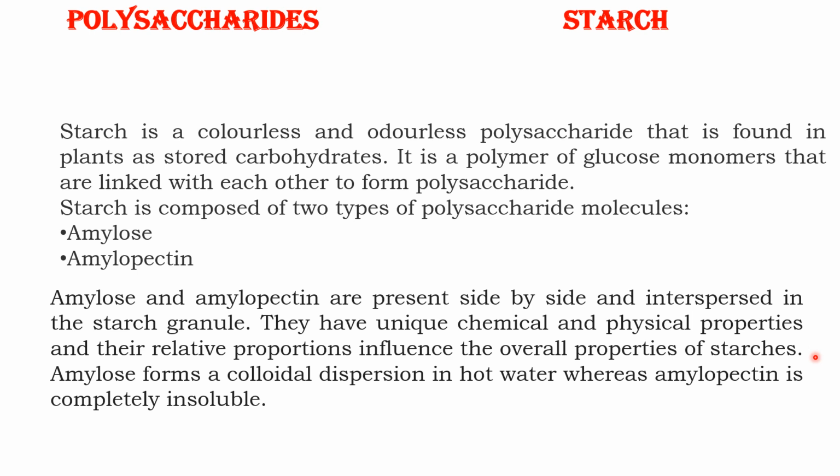So in brief, we could say starch is made up of two components, amylose and amylopectin. Amylose is a polymer of glucose molecules, and amylopectin is also a polymer of glucose molecules. But starch is formed by the combination of amylose and amylopectin.